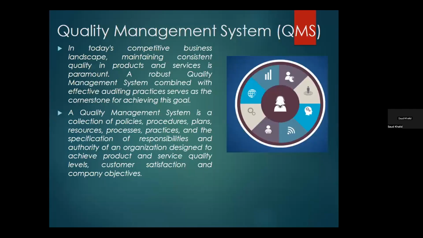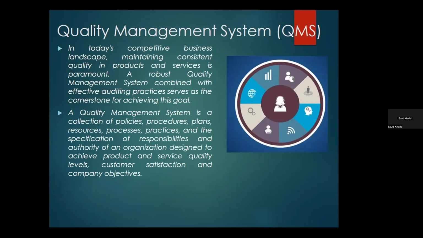So why do we need a quality management system in any kind of process or business? The management of the standards and the key performance indicators is required for the continuous growth of the business and for the timely progress of the business, developing it from small scale to a global or commercial market scale success. So, in today's competitive business world, why is QMS required? It is a robust quality system combined with auditing and practices which serve as the cornerstone for achieving its goal. Whether the goal is financial success or making it from a national to an international brand. Then why QMS?